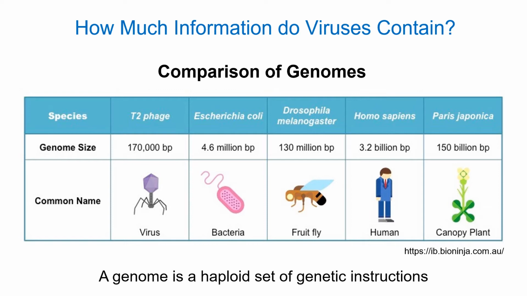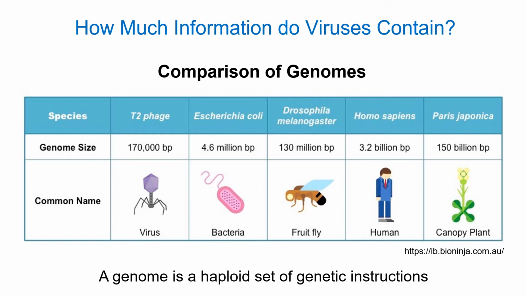E. coli, with 4.6 million base pairs, has about 30 times as much information as a T2 phage. Phage is short for bacteriophage. Remember, a bacteriophage is a virus that infects a bacterium, and T2 phage is a virus that commonly infects E. coli.